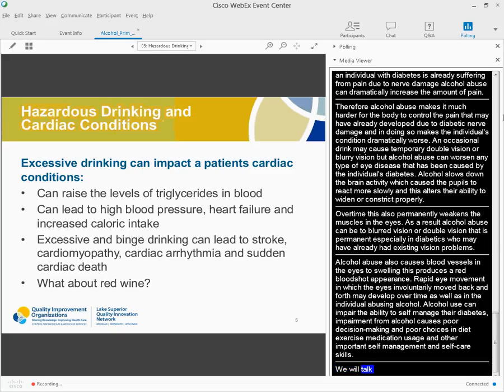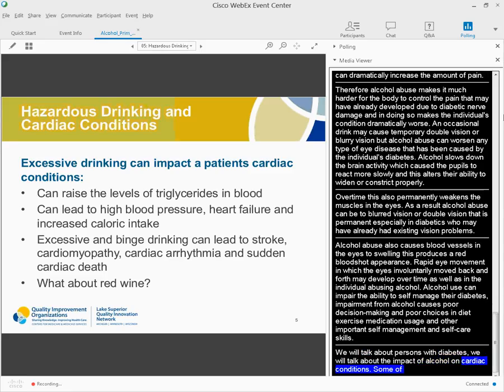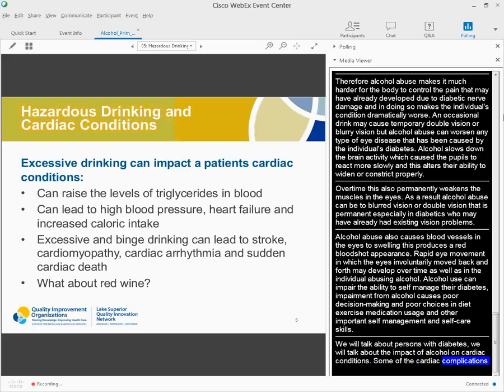We're going to talk a little bit more now about the impact of alcohol on cardiac conditions. Some of the cardiac complications associated with hazardous or risky alcohol use include that it raises triglycerides in the blood, and it can lead to high blood pressure, heart failure, and increased caloric intake.